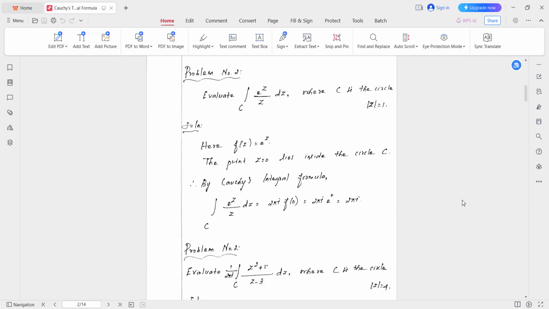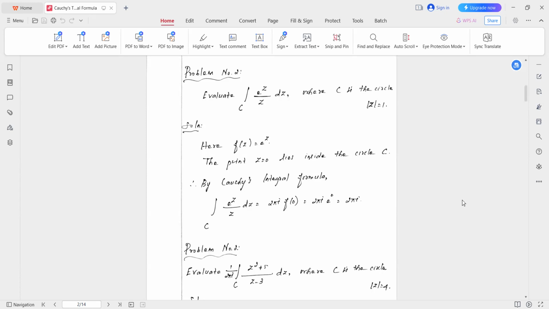In these types of problems, what are the things we need to check first? First, let us write the function f of z. What is the value of f of z? And then the point where the analytic fails, we need to check whether the point lies inside the circle or outside the circle. If it lies outside the circle, we have to use Cauchy's theorem, and if the point lies inside the circle, we have to use Cauchy's integral formula. So these are the two things we need to check.